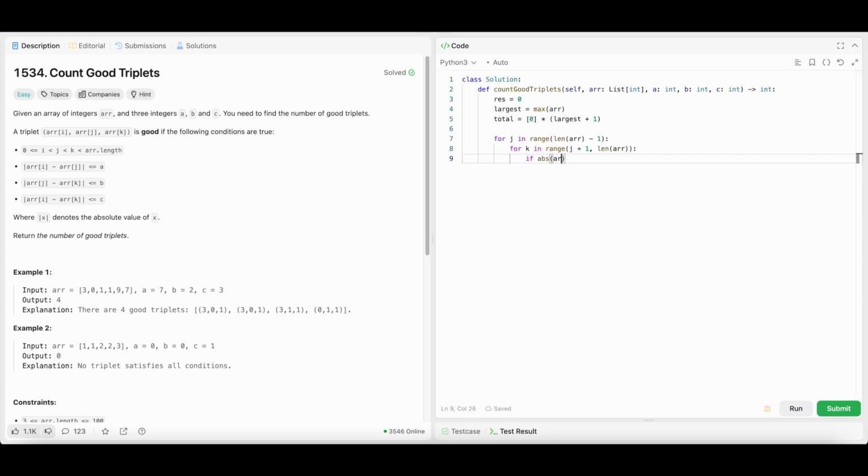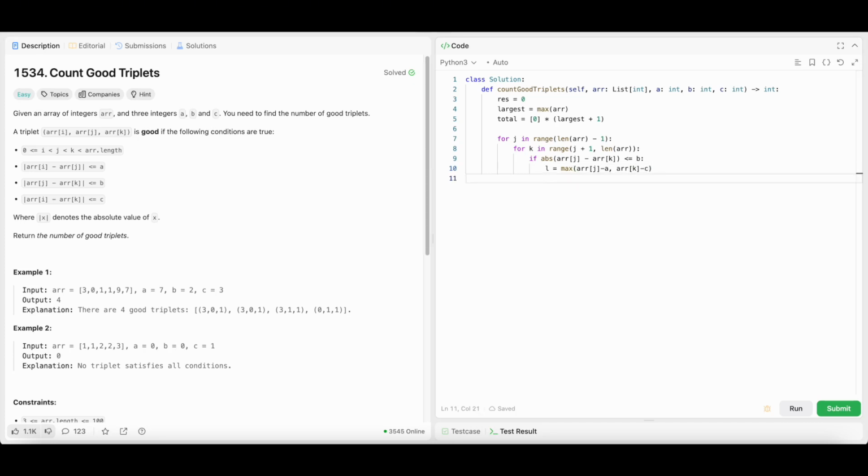And if the absolute value of j minus the absolute value of k is less than or equal to b, then we can set the left and right pointers. So left is array of j minus a, and the array of k minus c, the maximum between the two. And the right would be the minimum of array of j plus a and the array of k plus c. Let me just space it out so it can be easier to read. And in case the left and right fall out of bounds, we can reset the bounds.